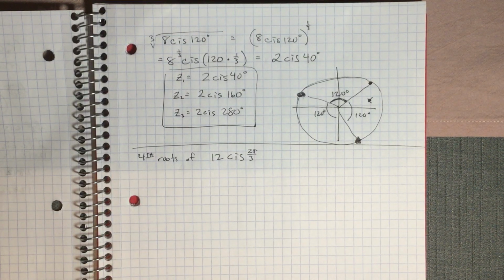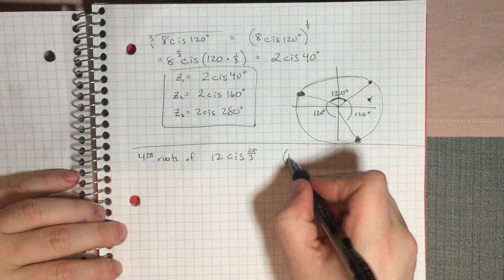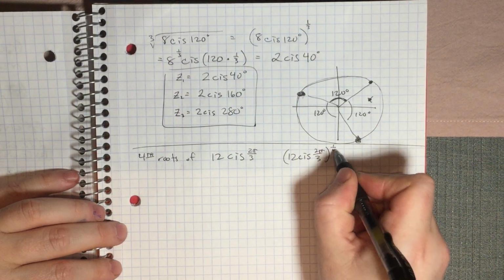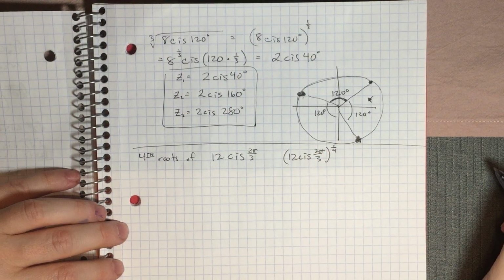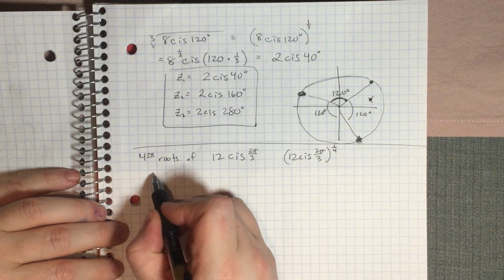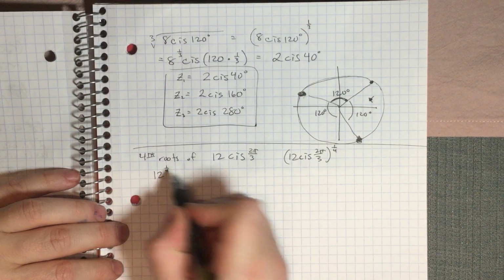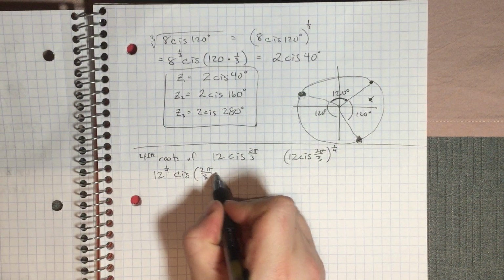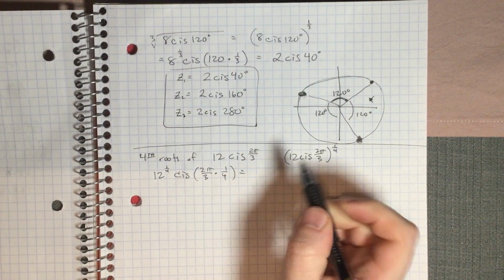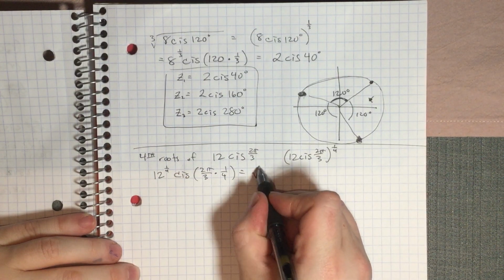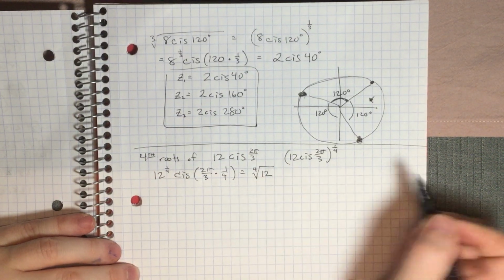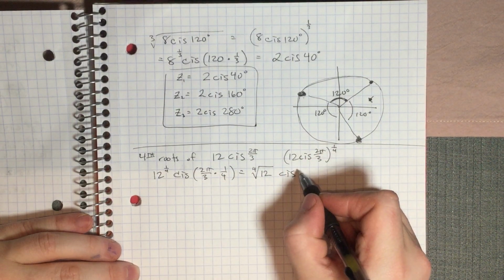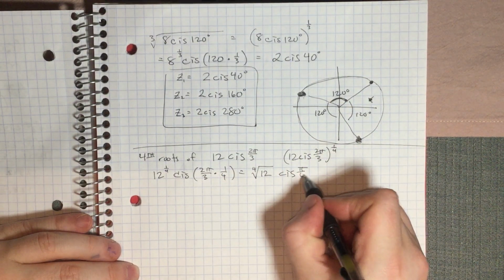12 cis 2 pi over 3, and we want to do the fourth roots of that. So we're taking 12 cis 2 pi over 3 and raising it to the 1/4 power. That's fourth roots. De Moivre's theorem says we take 12 and raise it to the 1/4 power, and then we take our angle and multiply it by a fourth. 12 to the 1/4 means the fourth root of 12, and 2 pi over 3 times a fourth would be pi over 6.